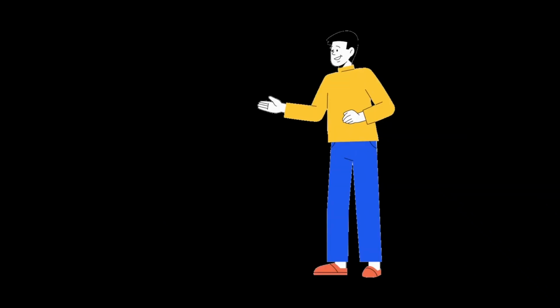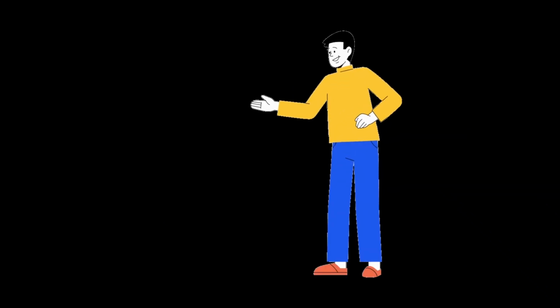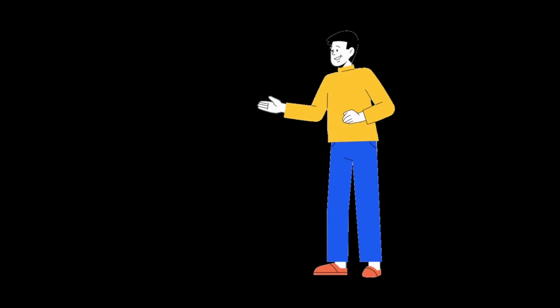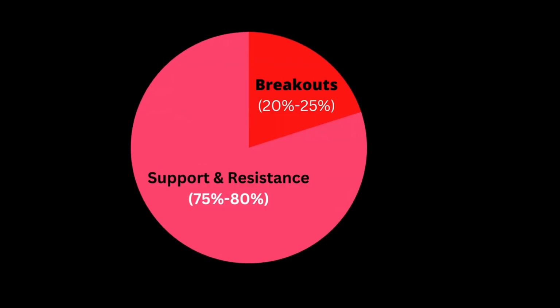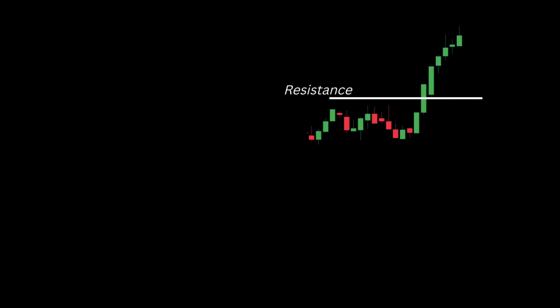Now, you might ask, what is the point of drawing support and resistance if the price is not going to respect them? Please understand that, out of 100 trades, we may come across breakout situations only 20 to 25 times. The remaining 75 to 80 times, the price is going to follow the support and resistance. So that is why we should never miss out on drawing support and resistance lines. In a breakout situation, if the price breaks the support and continues to go down, this support level will be our new resistance level. On the other hand, if the price breaks the resistance and goes up, then this resistance will become our new support level.